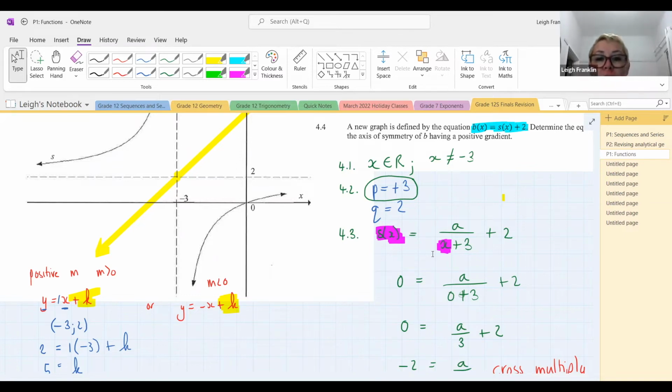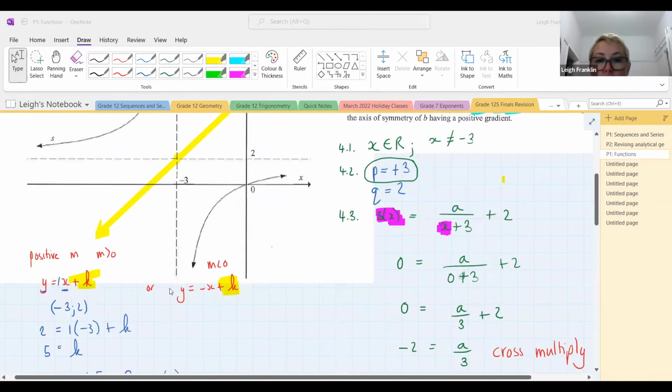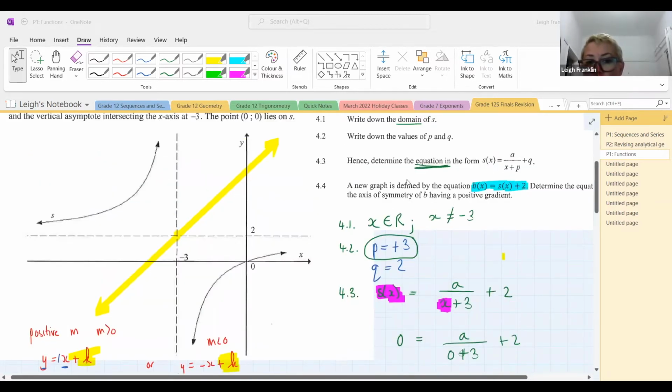No, Kulani, k was equal to 5. That was for the original function, for s of x. But remember here, the question asked us, a new graph is defined by the equation b of x equals s of x plus 2. Okay, so they wanted us to shift it up 2 units and then find the axis of symmetry with a positive gradient.